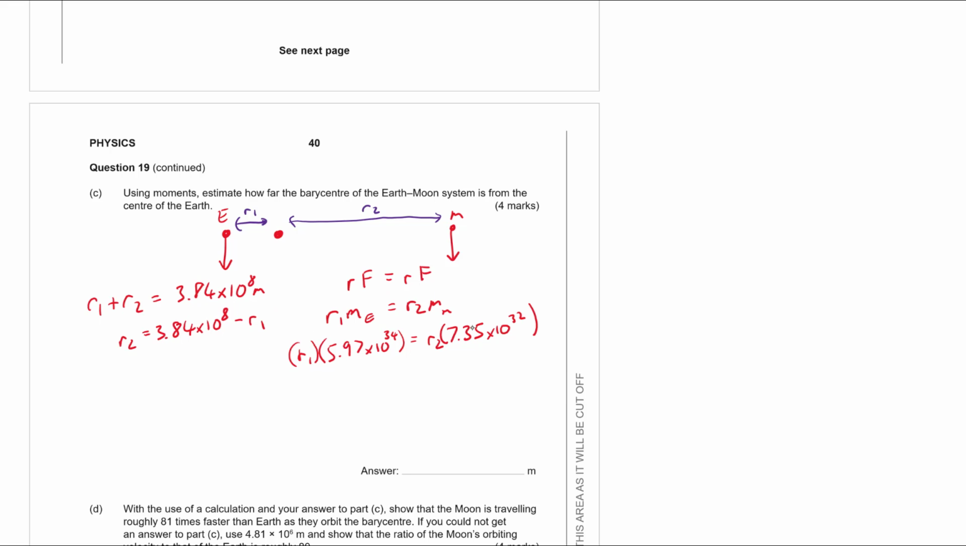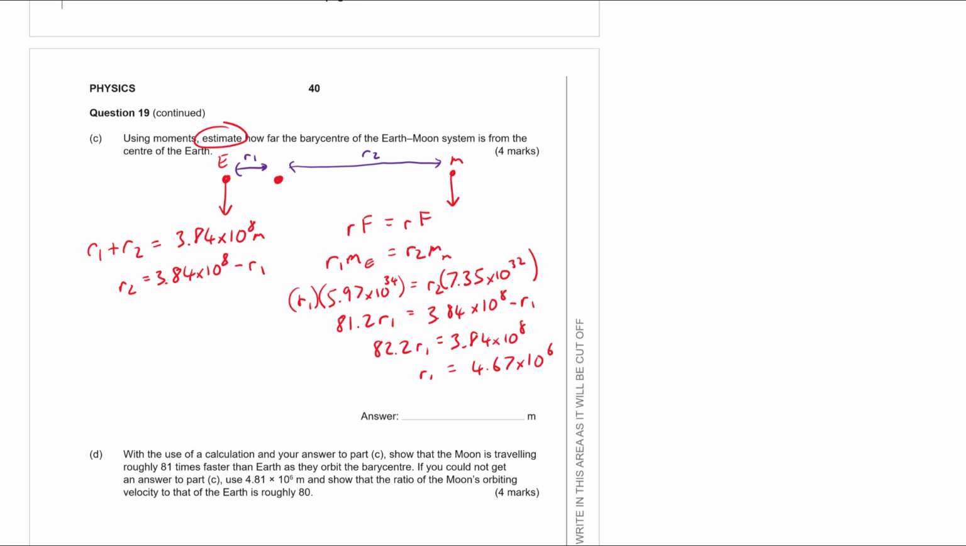So now I'm just going to bring this 7.35 over to the other side. And I'm going to sub in, instead of R2, 3.84 times 10 to the 8 minus R1. So now I'm going to bring this and put it on the other side, so it ends up being 82.2 R1 is equal to 3.84 times 10 to the 8, which means R1 is going to be equal to 4.67 times 10 to the 6. And it is saying estimate, so I'm going to give it to two significant figures: 4.7 times 10 to the 6 meters.